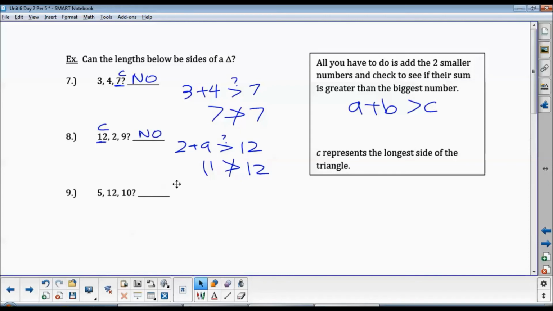And finally, number 9. We have 5, 12, and 10. The largest side in this case is going to be 12, so that's going to be my C. So my other 2 numbers are 5 and 10. So I need to add those 2 numbers together and check to see if it's greater than 12. So 5 and 10, I'm pretty sure you guys already know, but 5 and 10 is going to definitely be greater than 12.